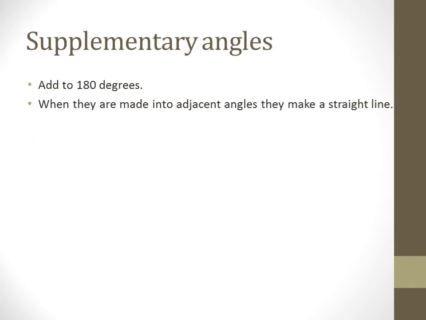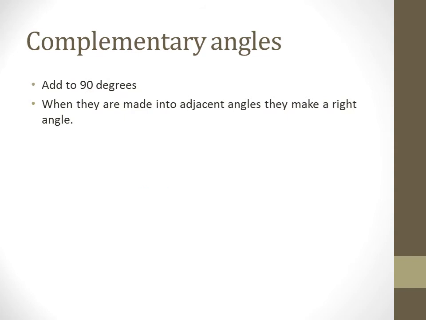Our next vocabulary term is supplementary angles. Supplementary angles add up to 180 degrees. When they're made into adjacent angles so that they share a side, they make a straight line. So here's two angles that are supplementary angles. Let's see what happens when we make them into adjacent angles. As you can see, when we put them together, we end up with a straight line across the bottom. So therefore, these two angles are supplementary angles.